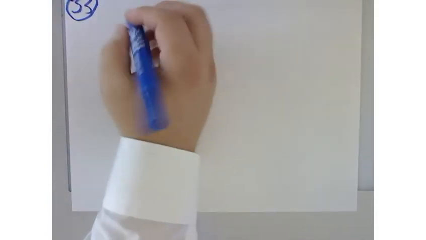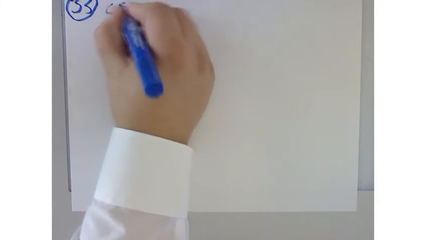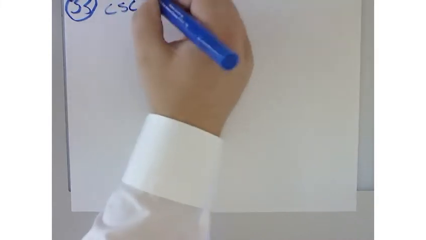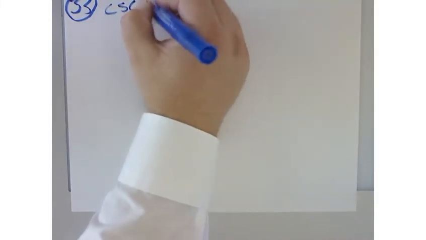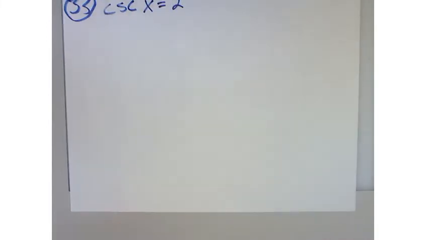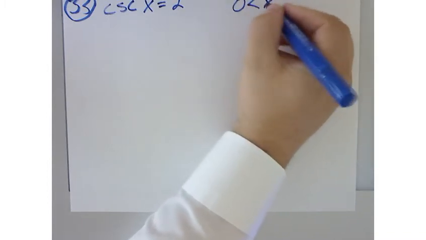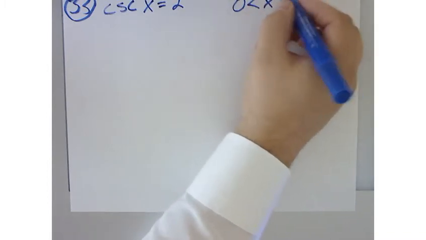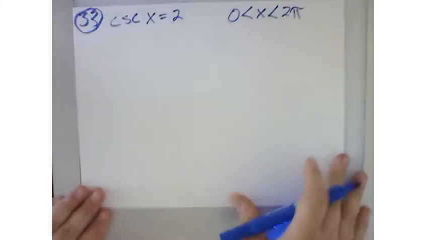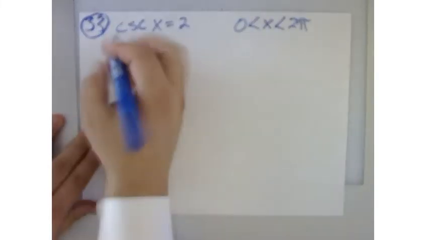So 33 is cosecant of x is equal to 2. All right? And they want us to find the values of x between 0 and 2 pi. So now, before we go any further, I just want to remind you of some things.